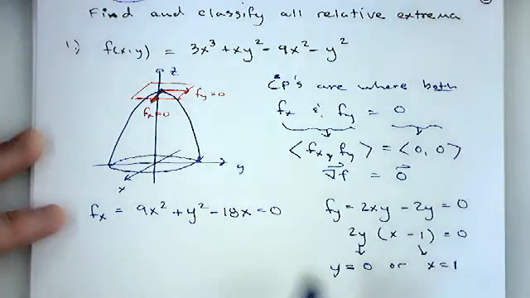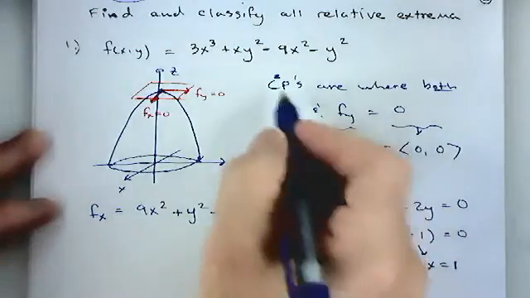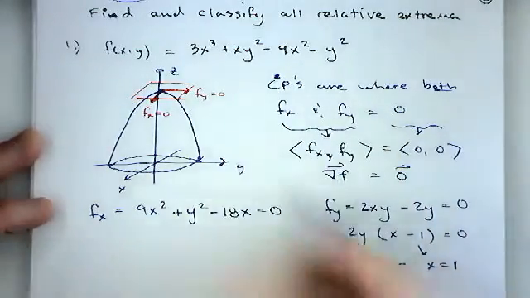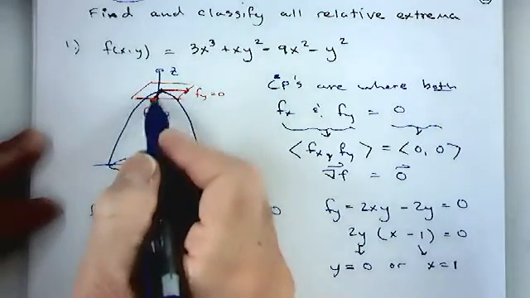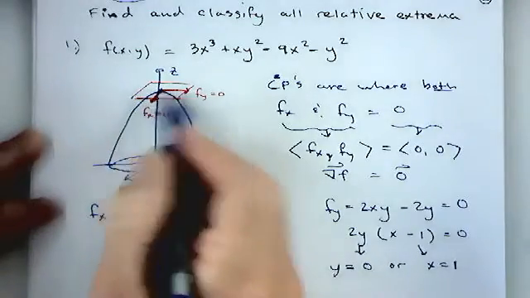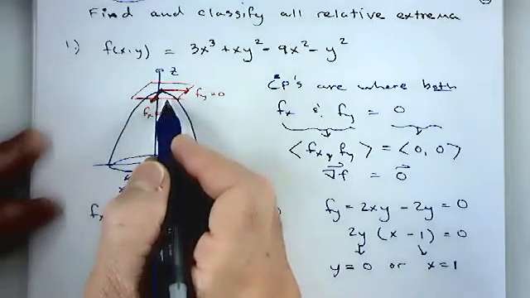Okay. Now, in order for us to be at a critical point, I need more than just my derivative in the y direction to be 0. I need to also make sure that I find places where both of these are equal to 0. Okay.